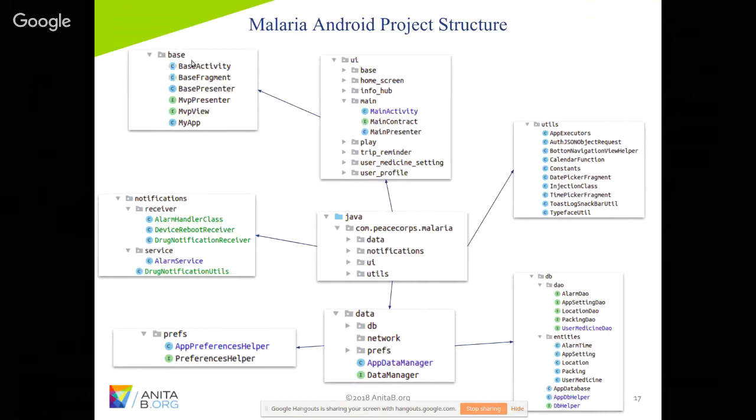In the base, that is the main MVP feature that everyone uses. I have my base activity, my base fragments, base presenters. So all of my fragments will extend my base fragment, and all of my activities will extend base activity. Sorry, these are classes, so I will have to extend them instead of implementing.